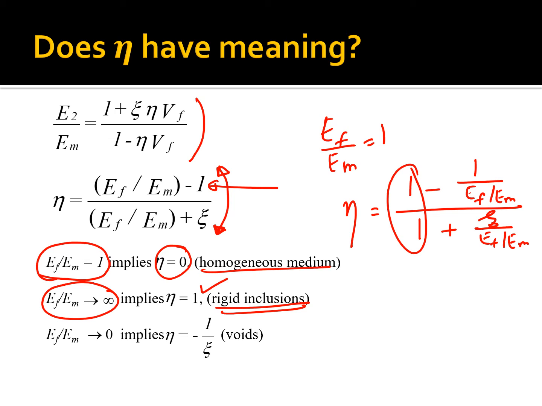EF by EM equal to 1 means that you have a homogeneous medium, that the fiber and the matrix are the same. Now you have EF by EM equal to 0, that means that you have voids, that instead of fibers, you have nothing there. And in that case, neta is equal to minus 1 by xi, because this is 0 and this is 0, so you get minus 1 divided by xi. So those are the 3 limiting cases which you're seeing here. So there is some method to this madness in terms of how they picked these particular formulas for xi and neta. Let's go and see how we can apply it to an example.